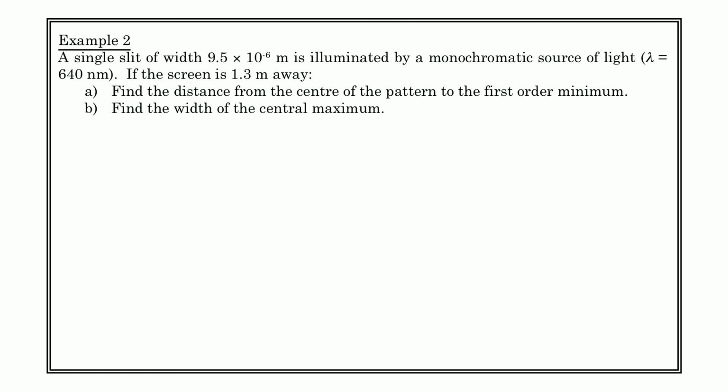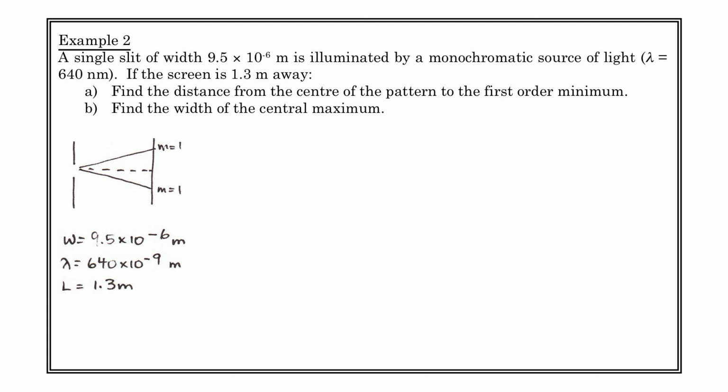Here's the next example, example number 2, which is a single slit that has a width of 9.5 times 10 to the minus 6. We're illuminating it with monochromatic light, lambda equals 640 nanometers. The screen is 1.3 meters away. I want to find the distance from the center of the pattern to the first order minimum. So here's our screen, and here's the center of the pattern, the big central maximum. I want to find the distance from here, the center, to the first dark spot.